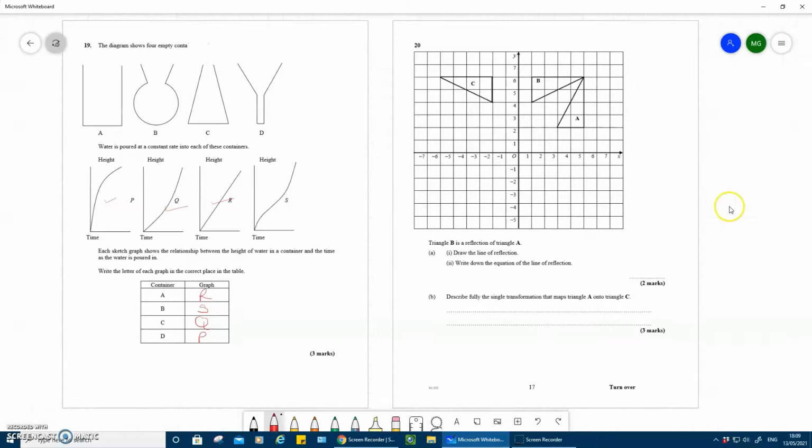Question 20. B is a reflection of A. Draw the line of reflection. So the mirror line is halfway between the two. So it's going to go through this point here. Apologies for this rubbishy drawing. There we go. Should be down the middle.